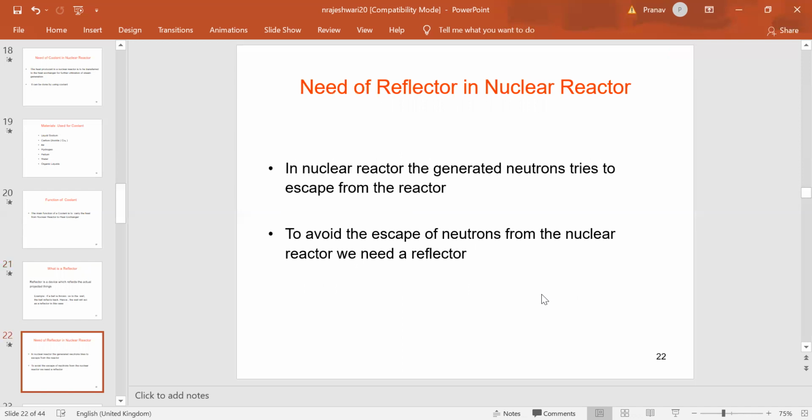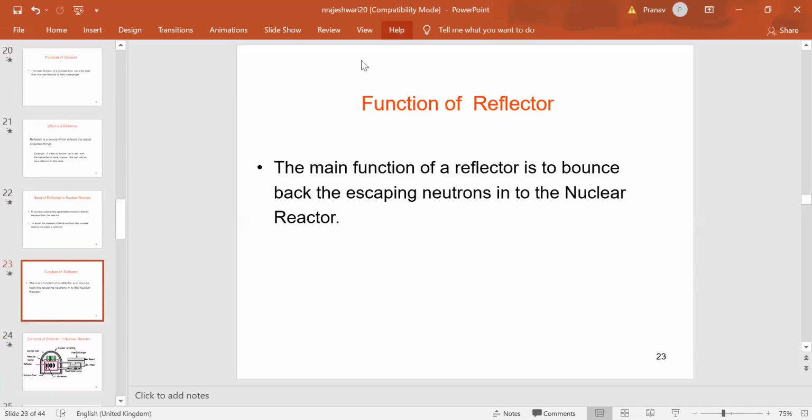And the need of a reflector in a nuclear reactor: in a nuclear reactor, the generated neutrons try to escape from the reactor. To avoid this escape of neutrons from the nuclear reactor, we need a reflector. And the main function of a reflector is to bounce back the escaping neutrons in the nuclear reactor.